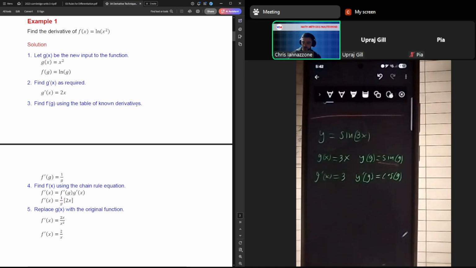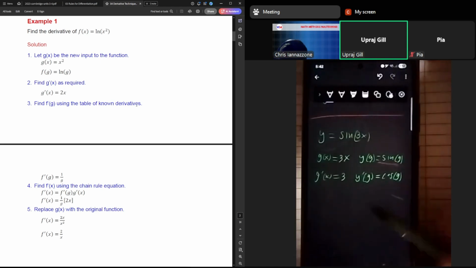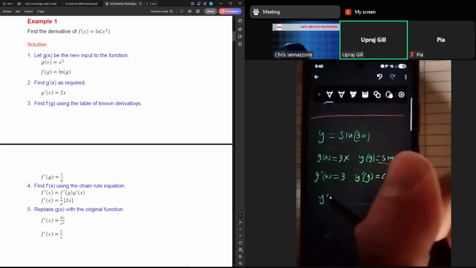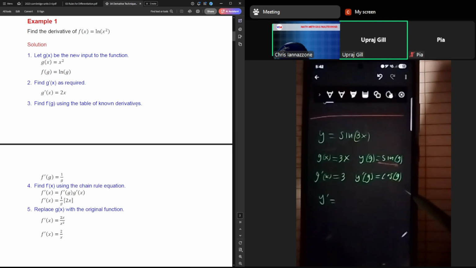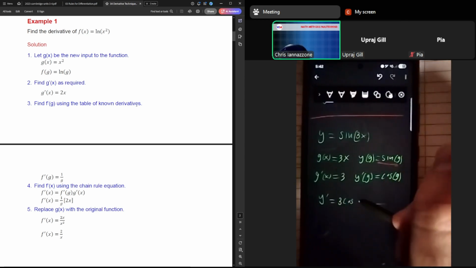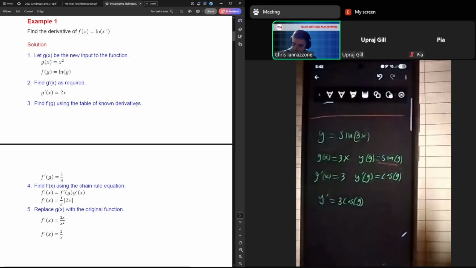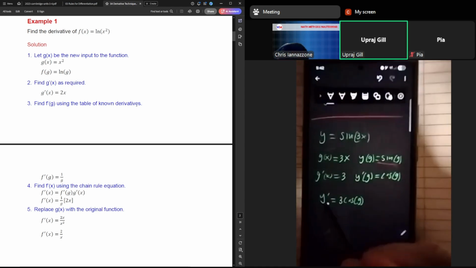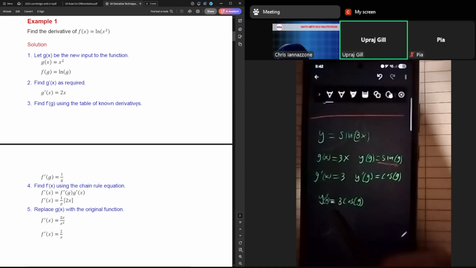What are we going to do to put it all together? We've got to multiply the f dash of g and g dash of x. Yep, those two together, absolutely. So 3 cos g. Anything else to wrap it all up? Look for simplifications if there are any.